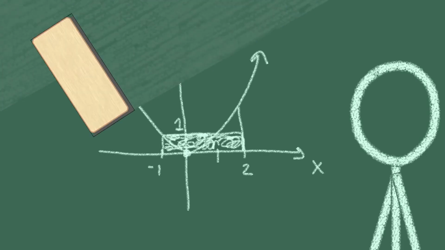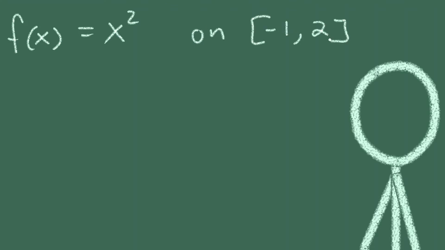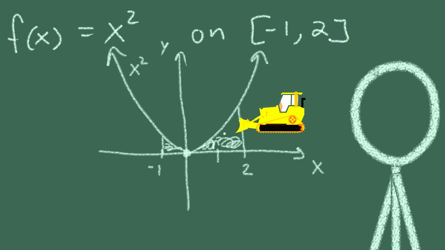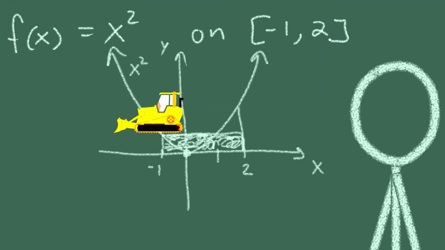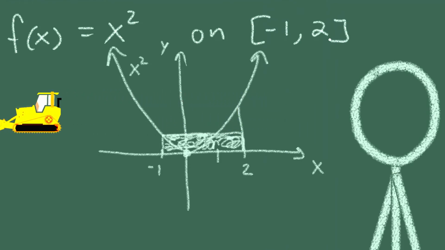Let's see this trick in action. Alright, let f of x equal x squared, and we'll find the average value of f of x over the interval from minus 1 to 2. Well, if a bulldozer came through and leveled the area under f of x into a perfect rectangle, we know the height of the rectangle would be the average value of f of x.